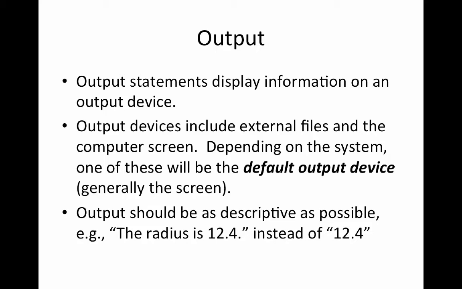Output statements display information on some kind of output device. Output devices can include external files and also the computer screen. Depending on the system, one of these will be what's called the default output device, and usually that's going to be the computer screen. Output should be as descriptive as possible.